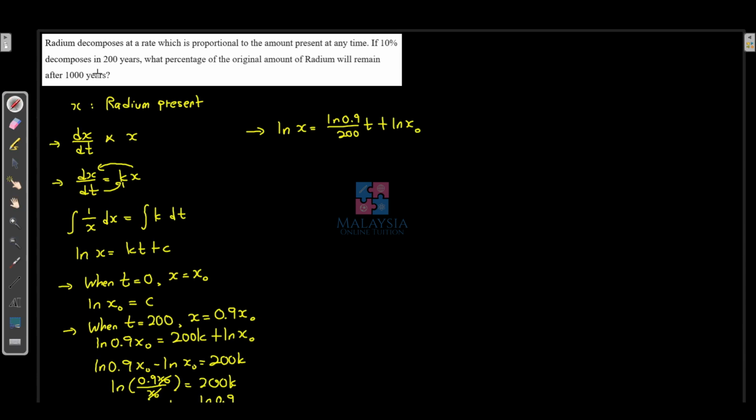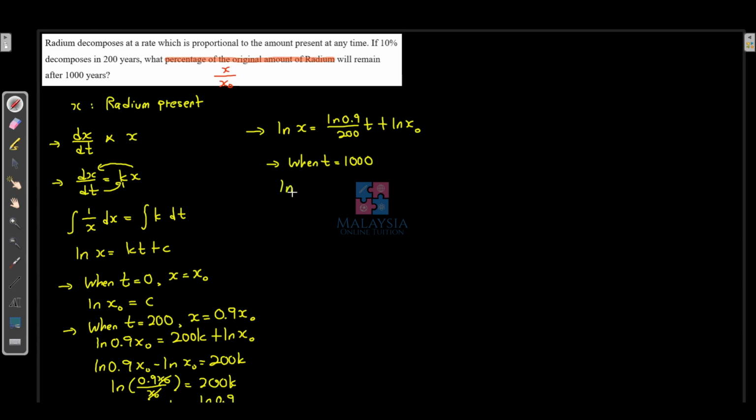So what they are asking for right now is, what percentage of the original amount of radium will remain after 1000 years? So now we can say that when T equals 1000. Please be careful of this. They said percentage of the original amount of radium. So when they say that, you need to get x over x naught, meaning the present amount over the original amount. This is what we are looking for later.